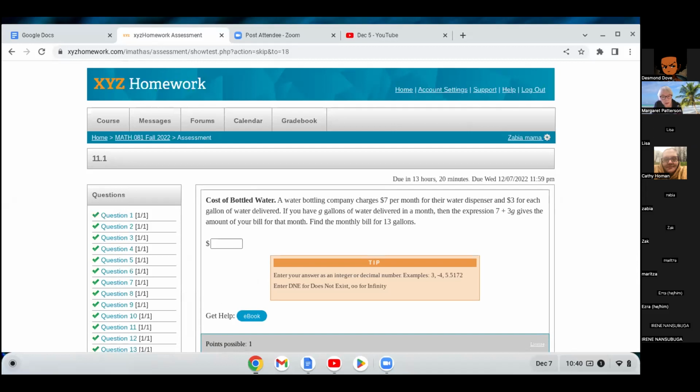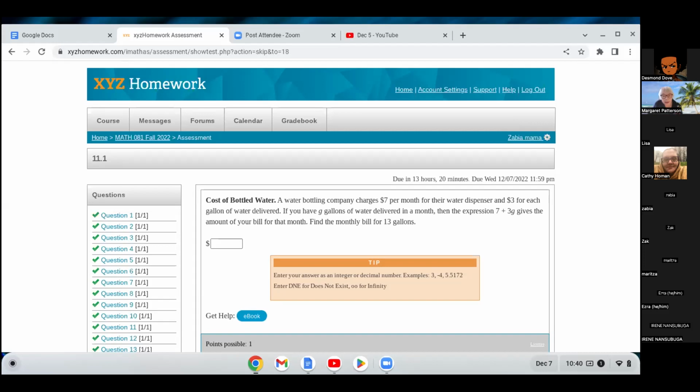7 plus 3G, and G stands for gallons of water, right? Then it says, find the bill for 13 gallons. So instead of G, you would go 7 plus 3, and when you get to G, you put in the number 13. So I multiply that one.